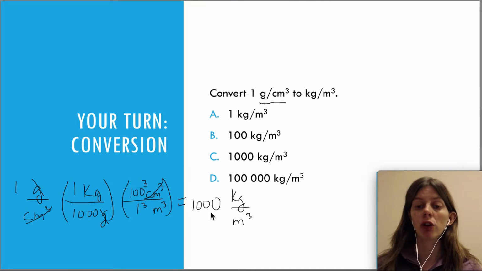Another reason that I have this your turn, besides just practicing converting units, is because this is the density of water that we just saw in the previous slide. And it is possible that sometimes you are given the density of water in grams per centimeter cubed. So if you realize that the density of water can be written as 1,000 kilograms per meter cubed or 1 gram per centimeter cubed, then you don't have to do this conversion every time. You can kind of remember that. But you don't have to remember it. You can always derive it.